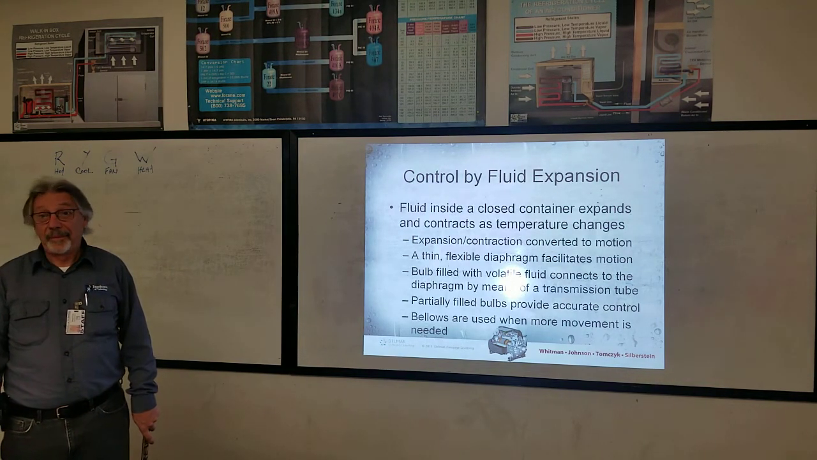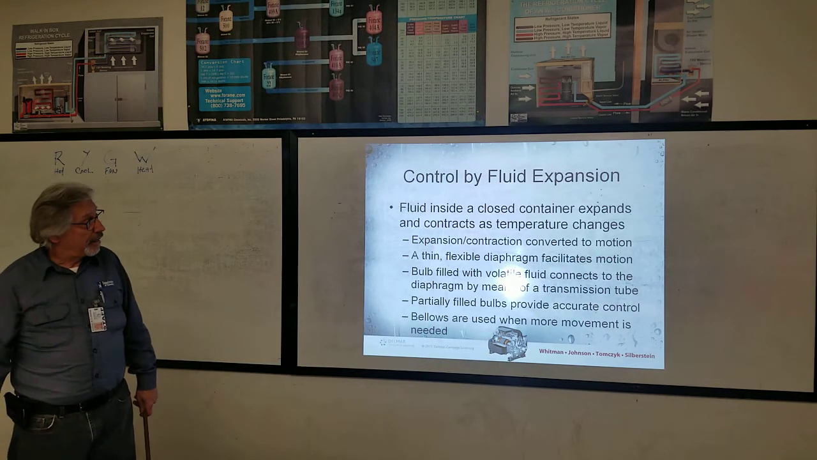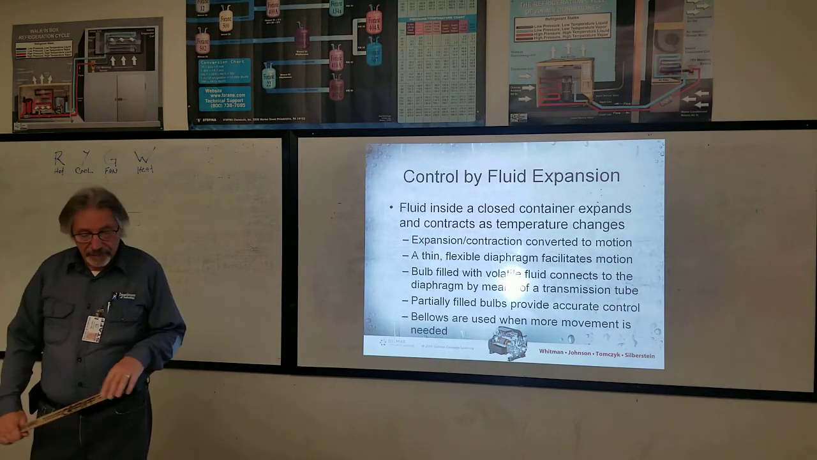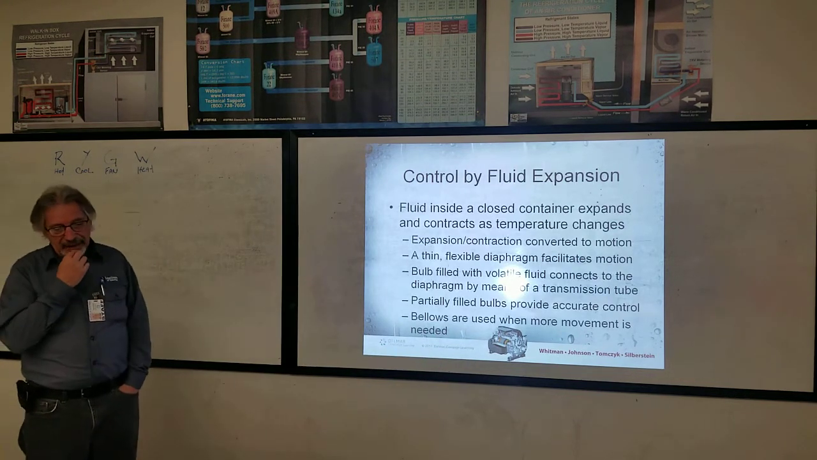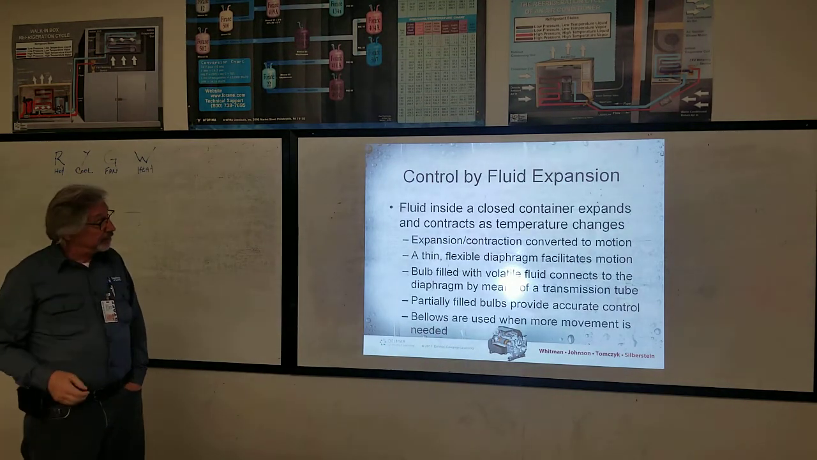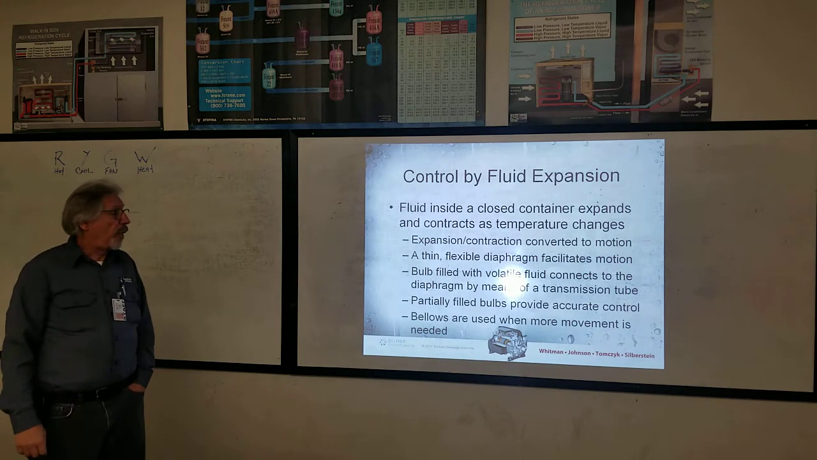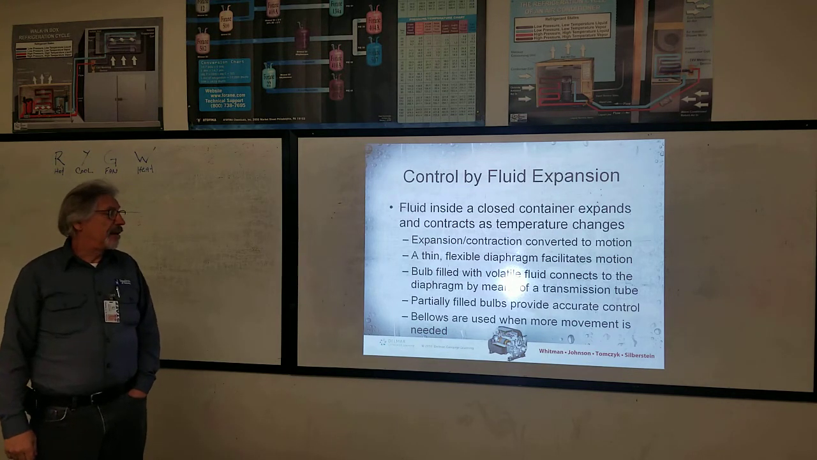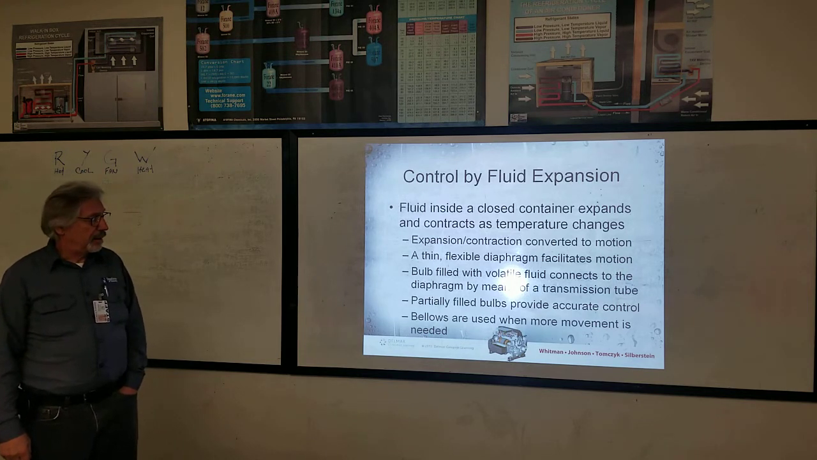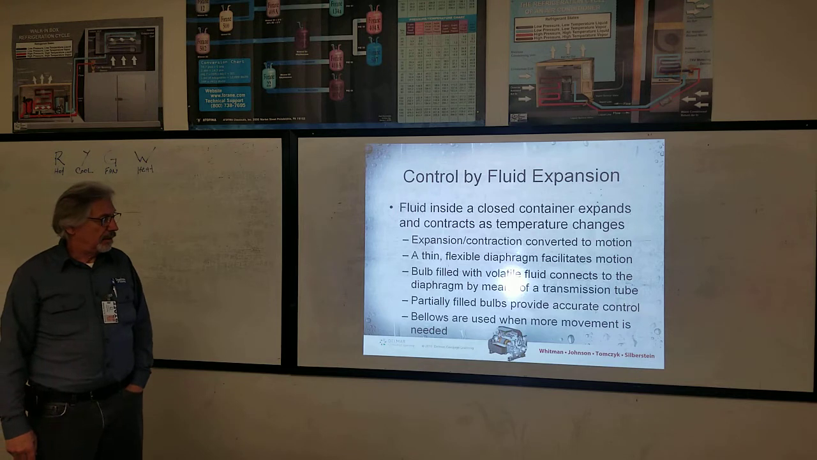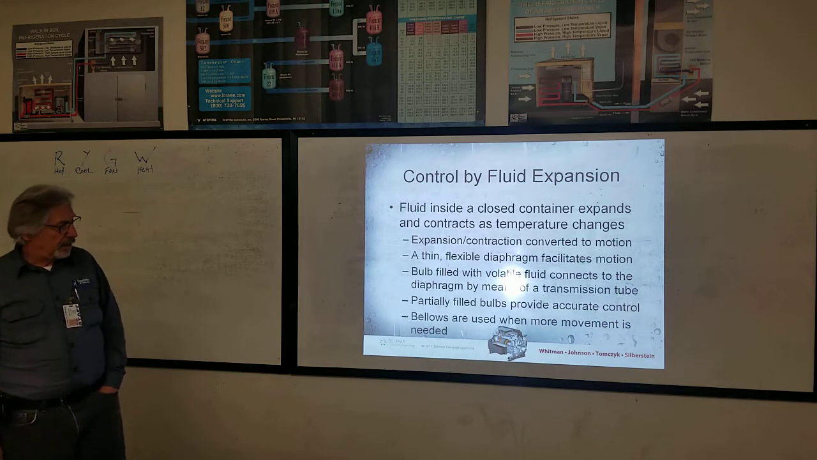Controlled by fluid expansion. Fluid inside a closed container expands and contracts as temperature changes. Expansion and contraction are converted to motion. A thin, flexible diaphragm facilitates motion. A bulb filled with volatile fluid connects to the diaphragm by means of a transmission tube. Partially filled bulbs provide accurate control. Bellows are used when more movement is needed.